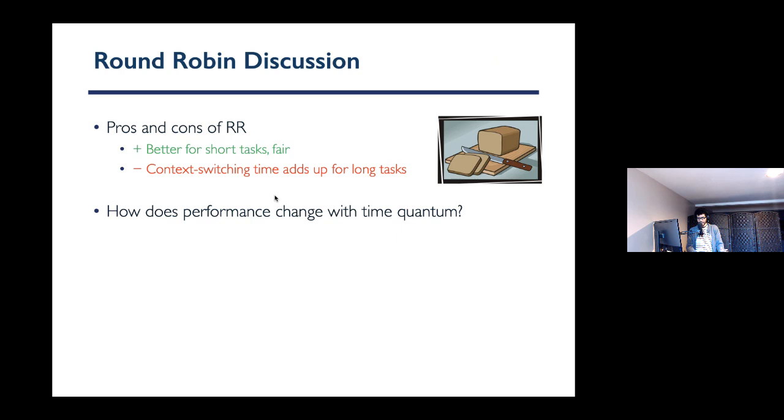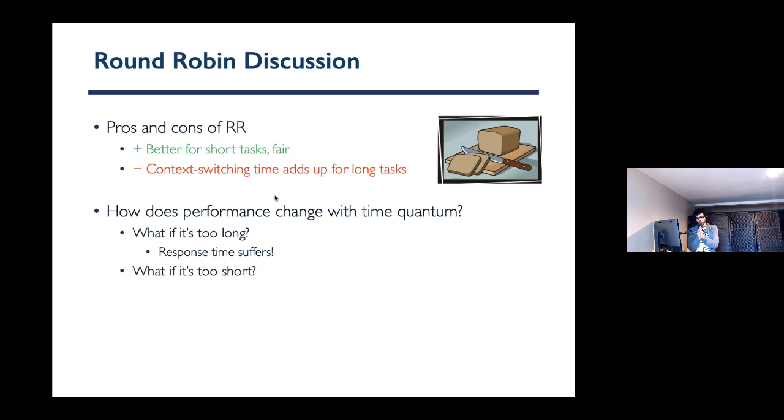So how does performance change with time quantum? If I change the length of the time quantum, how does performance respond? What happens if the time quantum is too long? If the time quantum becomes too long, you get bad response time, right? Because as we saw, the bounded response time, if you're a short task, is n-1 times q. So if I increase q, then you have to wait for a longer time for your turn to come. And that hurts your response time.